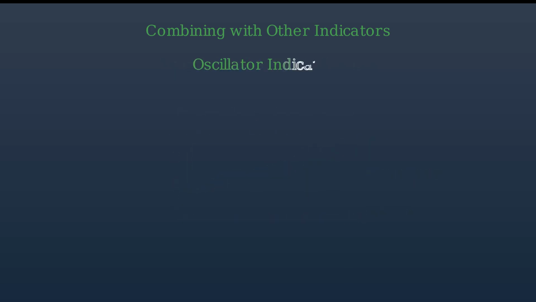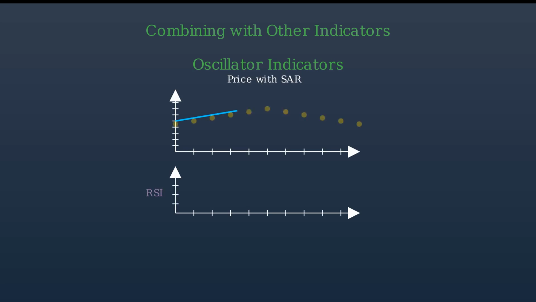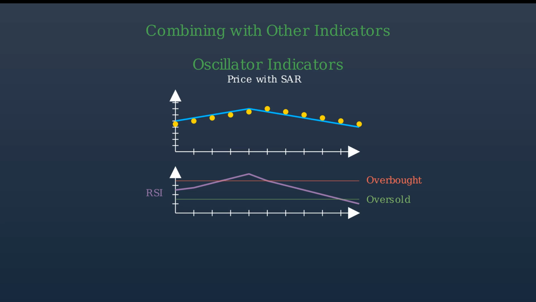Oscillator indicators like RSI or stochastic can complement Parabolic SAR by confirming overbought or oversold conditions at potential reversal points. When the RSI shows overbought conditions above 70 and the SAR dots move from below to above the price, this creates a stronger sell signal. Similarly, when RSI moves into oversold territory below 30, as the SAR reverses from above to below the price, it provides a stronger buy signal.